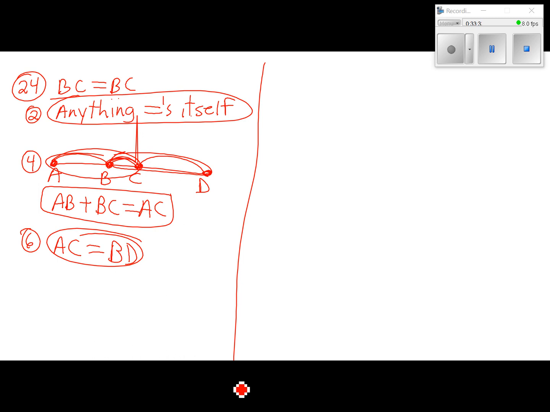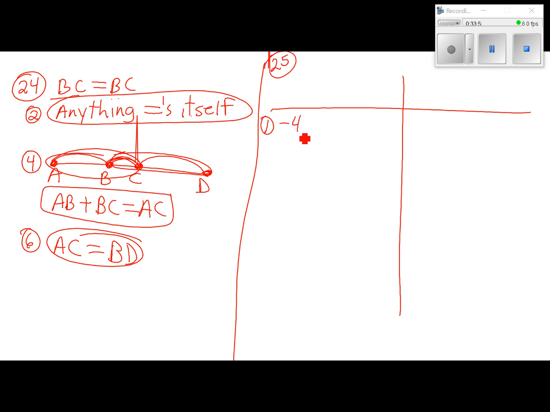The last 3, these 2-column proofs. The first one's an algebraic proof, so I'm just going to do that real quick. This is number 25. Hopefully you remember how to solve problems from algebra last year. Your first statement is just going to be the equation they give you. So that was given.